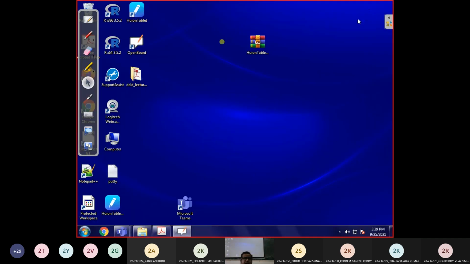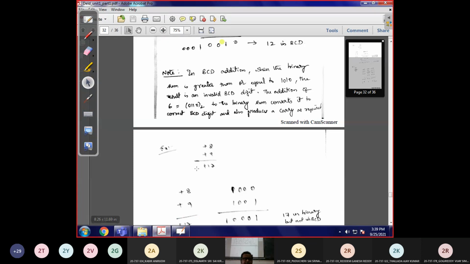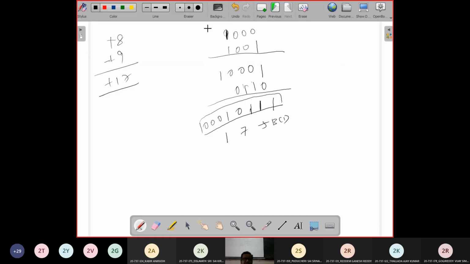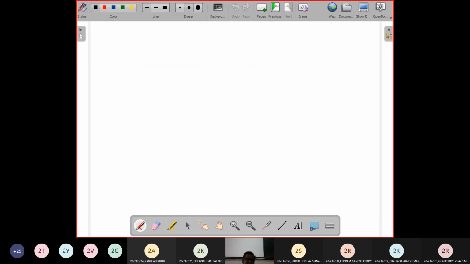Okay. Now I give you one small example. 184 plus 576. Can you do this? 184 plus 576. Can you do this addition in BCD and tell me the actual answer in BCD?